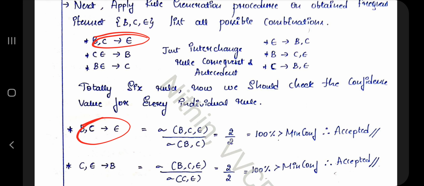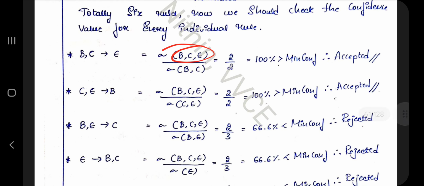So BC goes to E, how will we write? BCE combined and just BC. How many times has BCE combined appeared and how many times has just BC appeared? So it will give 100%, accepted.